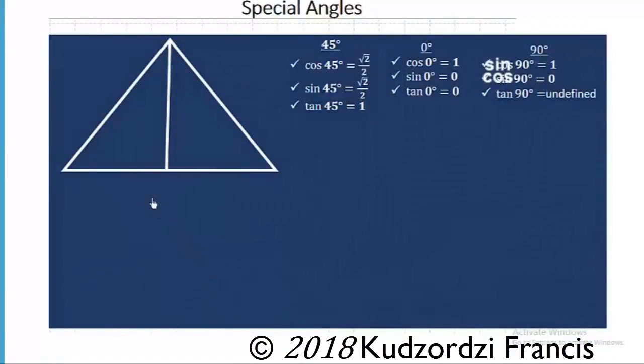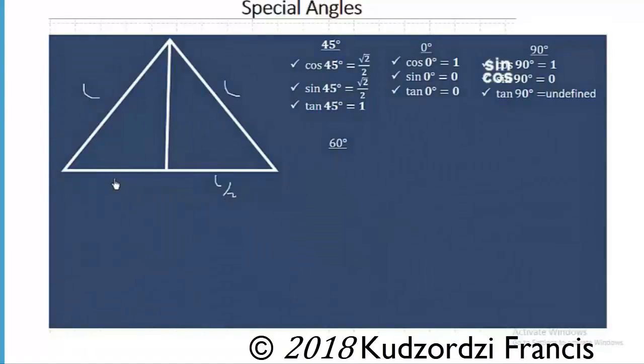Now we need to find the 60-degree angle. Here is an equilateral triangle. So first we used the square. This time we use the equilateral triangle. So we know that all the sides of the equilateral triangle are the same. So this must be L. So this will be half L, and this one will be half L.